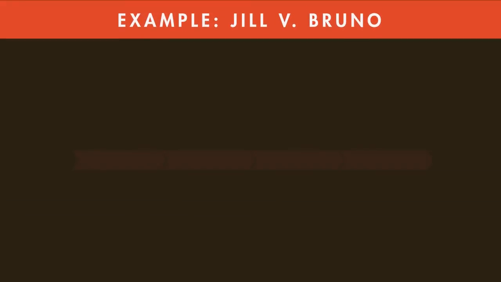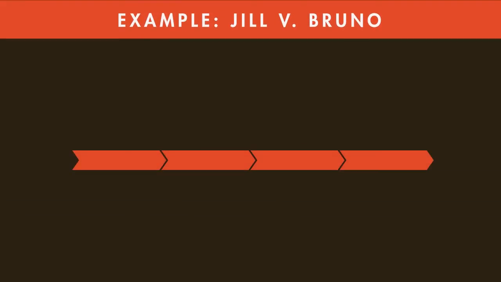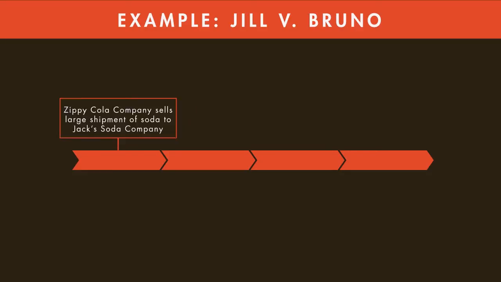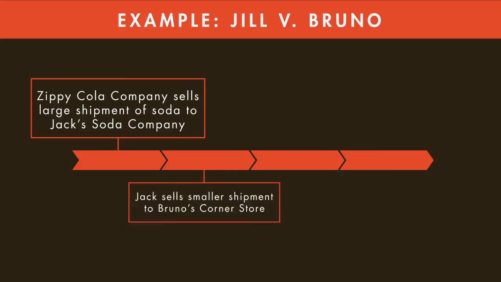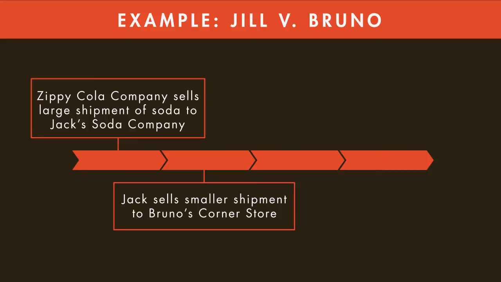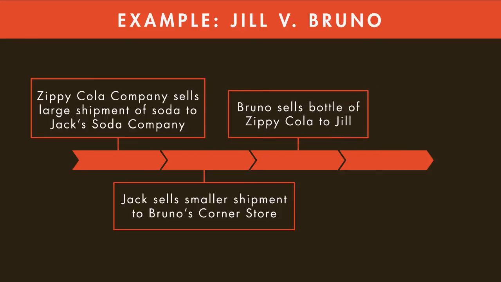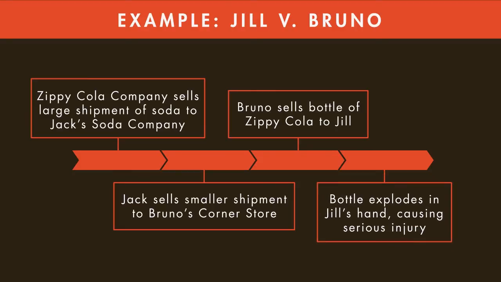Let's say that Zippy Cola Company is a manufacturer of soft drinks. The chain of distribution is as follows. Zippy Cola Company sells a large shipment of soda to Jack Soda Company, a wholesaler and distributor. Jack sells a smaller shipment to Bruno's Corner Store, a retailer. Bruno sells a bottle of Zippy Cola from that shipment to Jill, a consumer, at which point the bottle explodes in Jill's hand, causing her serious injury.